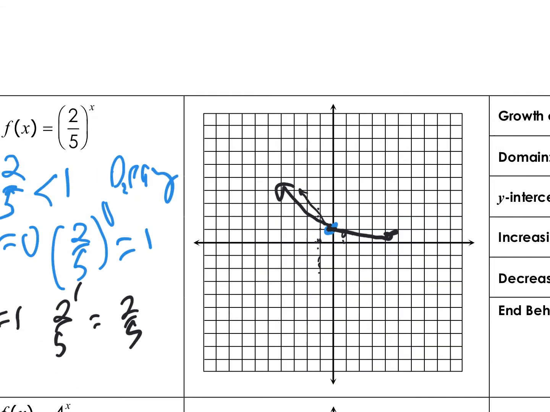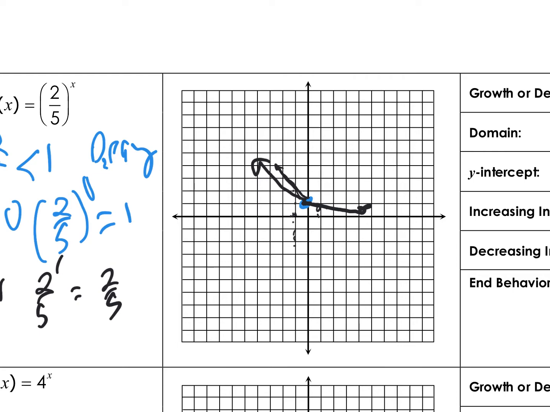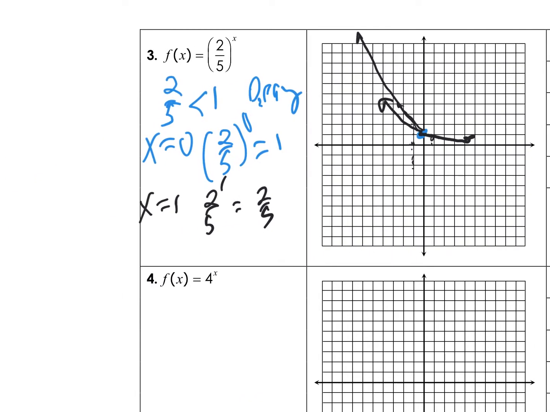So you can adjust it. Where did I get that point from? I said let x equal a negative 1. 2/5 to the negative 1 really means 5 over 2, which is 2.5. All right.